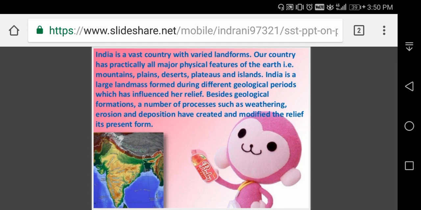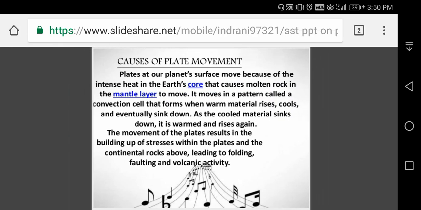You know that because of plate tectonic movements, changes are always happening. The causes of plate movements: plates of our planet surface move because of the intense heat in the earth's core that causes molten rock in the mantle layer to move. It moves in a pattern called convection cells, which form when warm material rises, cools, and eventually sinks down. As the cooled material sinks down, it becomes warm and rises again.